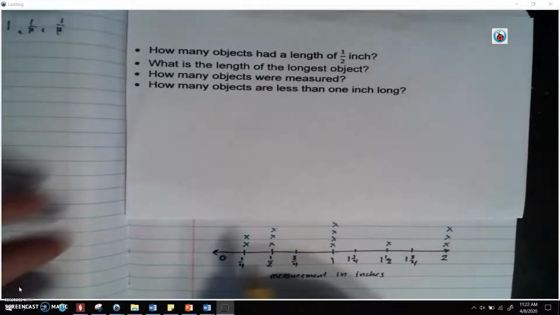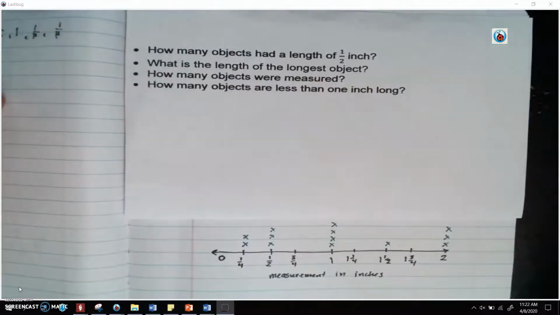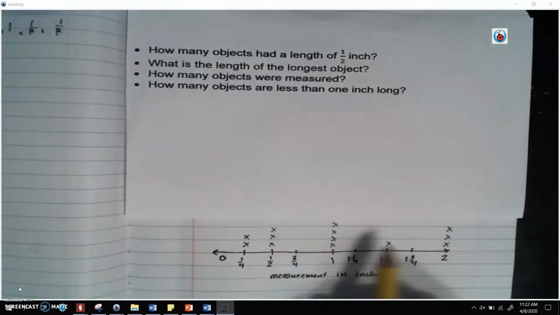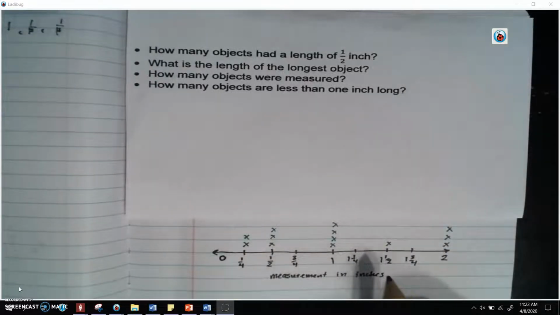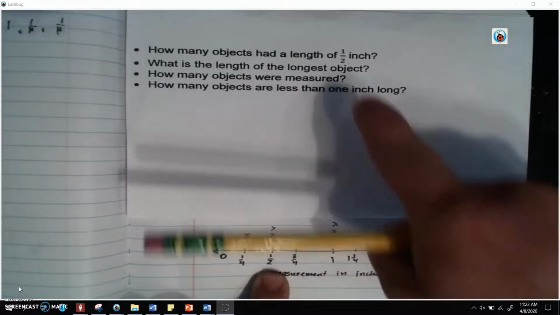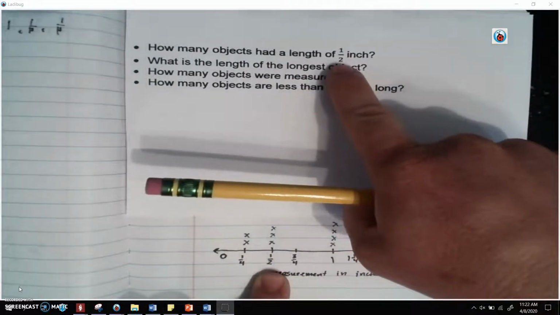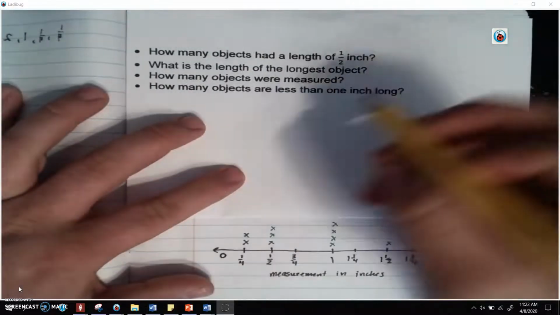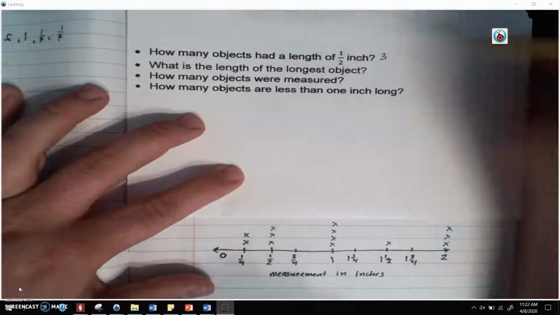on it. So my first question says, how many objects had a length of 1/2 inch? So what I'm going to do is I'm going to go down to my line plot, and I don't want to be confused. I have 1/2 here and I have 1.5 here. I need to make sure that I'm matching what it says. So it just says 1/2 of an inch, which would be this one, and I have 1, 2, 3. So that would be 3.